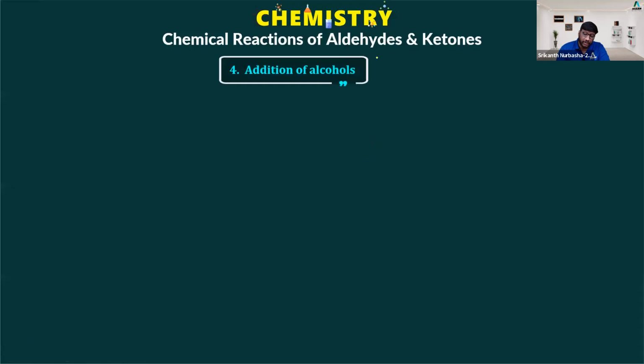And the next type of chemical reaction is addition of alcohols. Addition of alcohols will form what? Addition of alcohol to aldehydes will lead to the formation of acetal or hemiacetal. First you will get hemiacetal, that will again react with one more molecule to form acetal. With a ketone, ketal and hemiketal. Hemiketal is obtained when 1 mole of alcohol reacts. Ketal is obtained when 2 moles react.